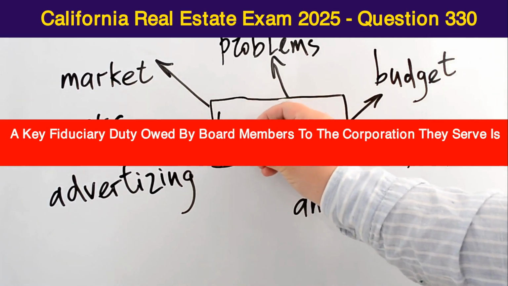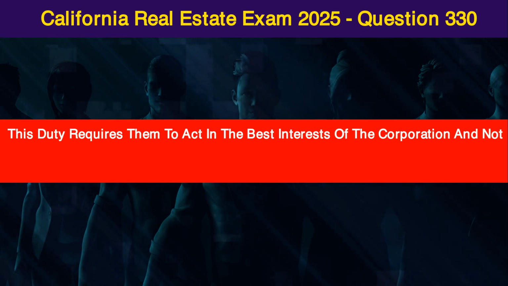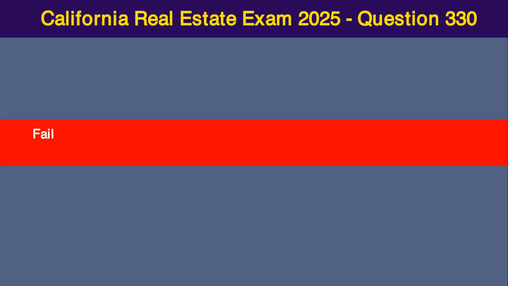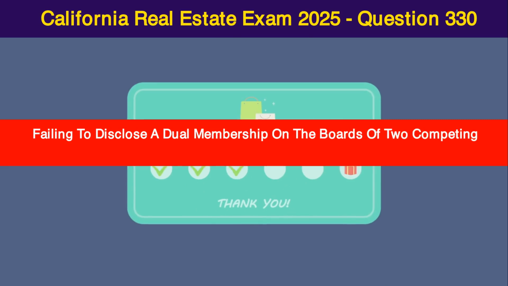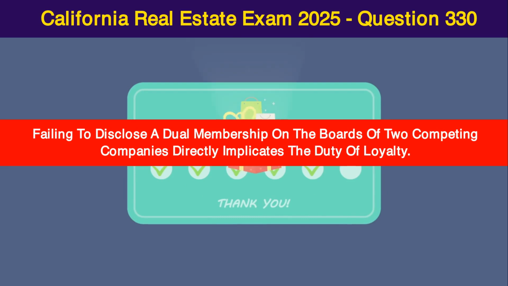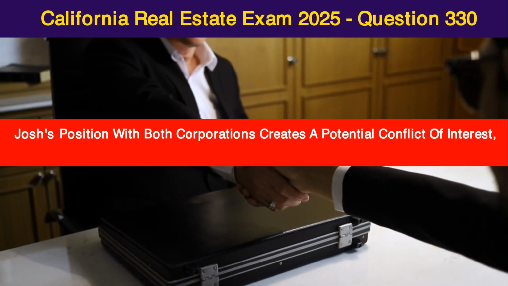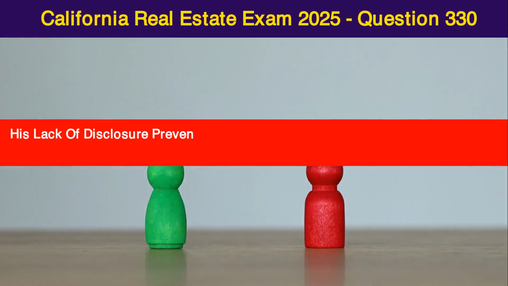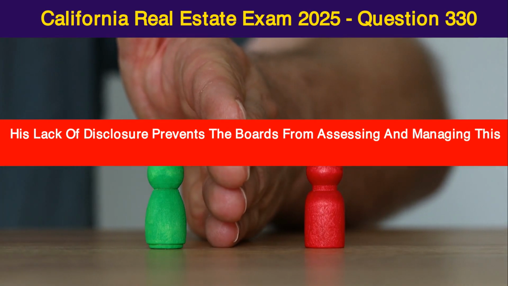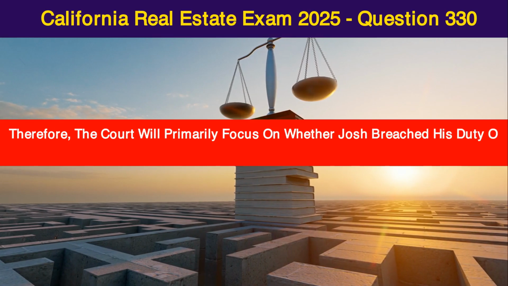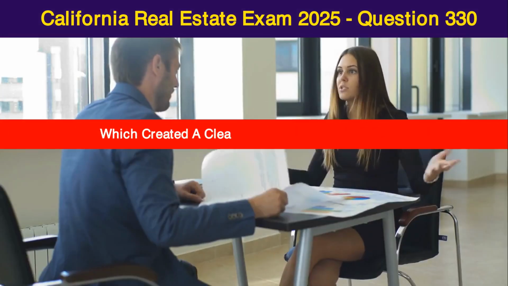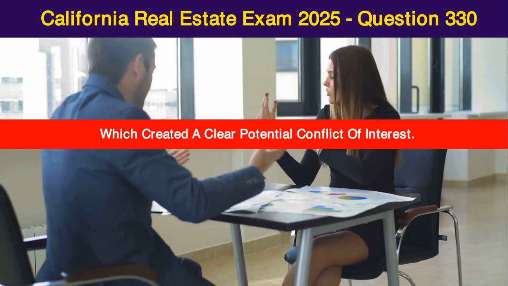A key fiduciary duty owed by board members to the corporation they serve is the duty of loyalty. This duty requires them to act in the best interests of the corporation and not to place their personal interests or the interests of another entity above the corporation's interests. Failing to disclose a dual membership on the boards of two competing companies directly implicates the duty of loyalty. Josh's position with both corporations creates a potential conflict of interest, as decisions made at one company could benefit or harm the other. His lack of disclosure prevents the boards from assessing and managing this conflict. Therefore, the court will primarily focus on whether Josh breached his duty of loyalty by failing to disclose his dual board membership, which created a clear potential conflict of interest.